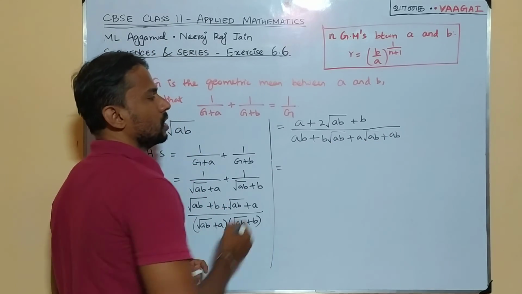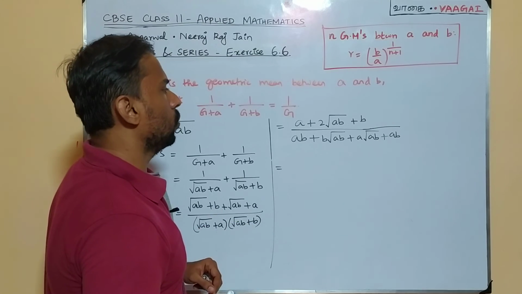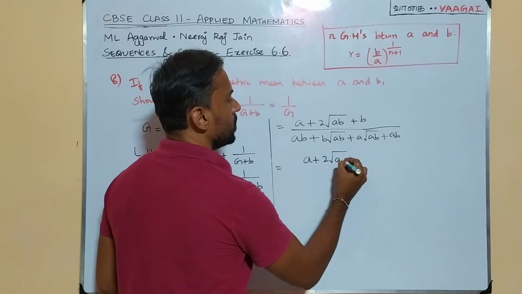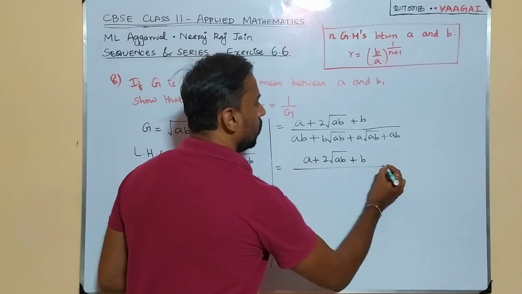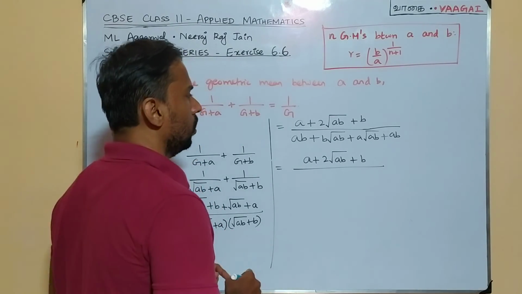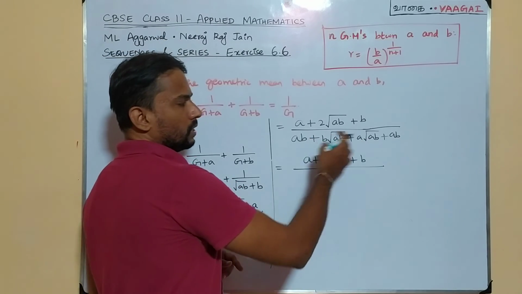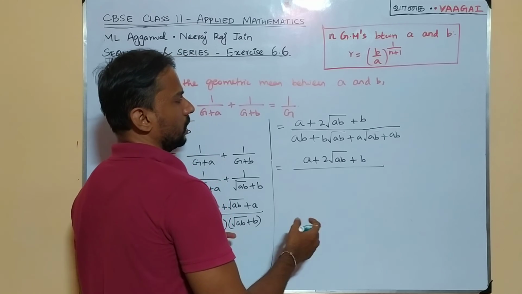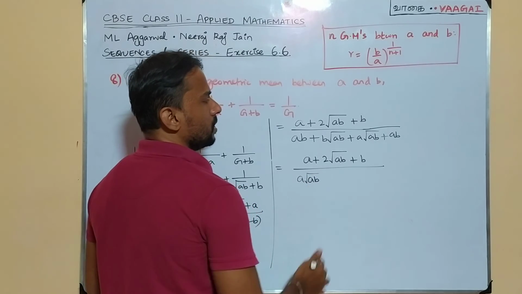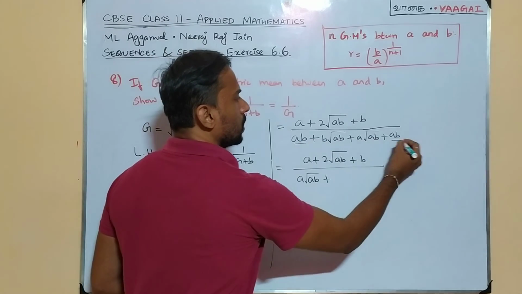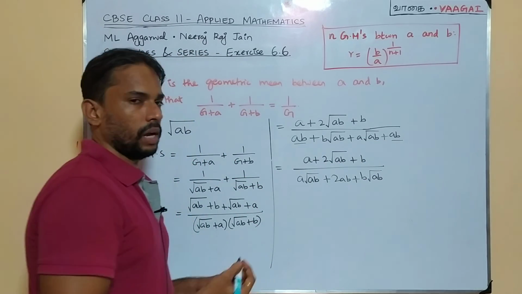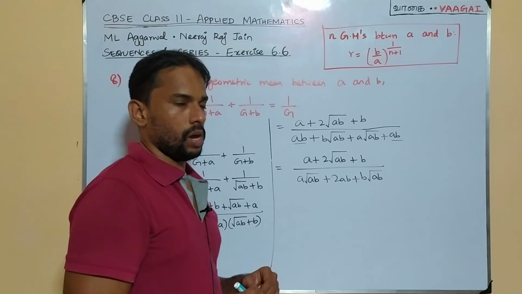So this is equal to, what next we can do here is, let us have the numerator as it is, A plus 2 root AB plus B, whole divided by. Now come to the denominator portion, be careful. Here also I am going to rearrange the terms. How I am going to rearrange is, I am going to write this A root AB, plus, here I have AB plus AB, that becomes 2AB, plus here I have B root AB. So this way I can write it. Okay, fine.